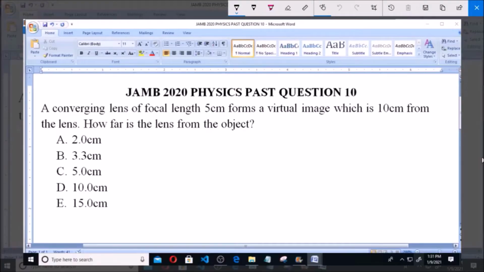Good day and welcome. I'll be answering Jamb 2020 Physics past question 10. A converging lens of focal length 5 cm forms a virtual image which is 10 cm from the lens. How far is the lens from the object? A. 2.0 cm, B. 3.3 cm, C. 5.0 cm, D. 10.0 cm, and E. 15.0 cm.